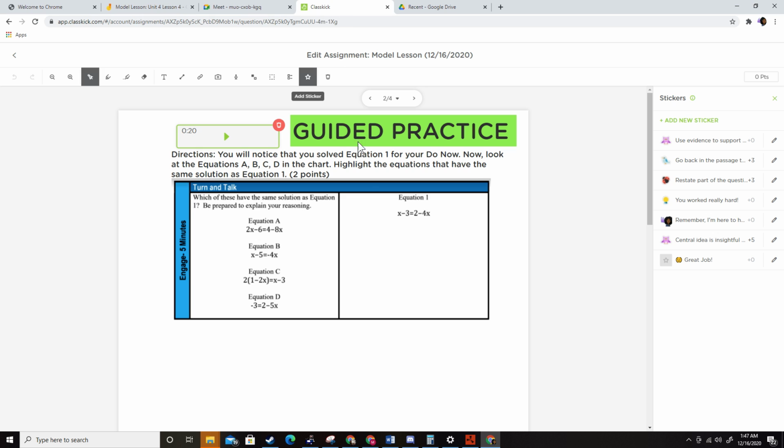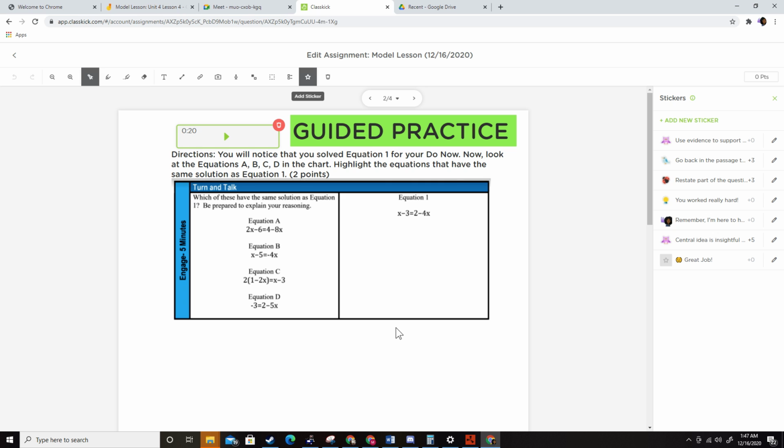Heading over to ClassKick, we are going to be doing some more practice with this. You're going to notice that we did equation 1 here in this chart, and we went through and solved this for our do now. What I need you to do is look at equations A, B, C, and D in the chart, and I want you to highlight the equations that have the same solution as equation 1. So you are going to need to look back at your Jamboard for this, okay?